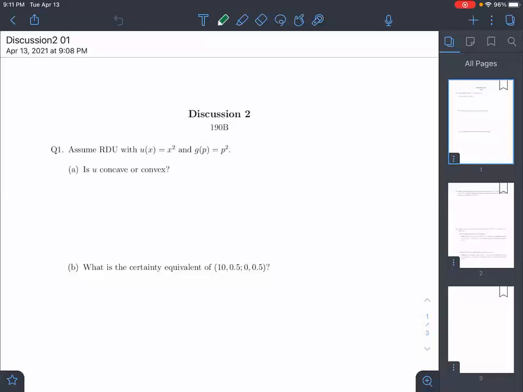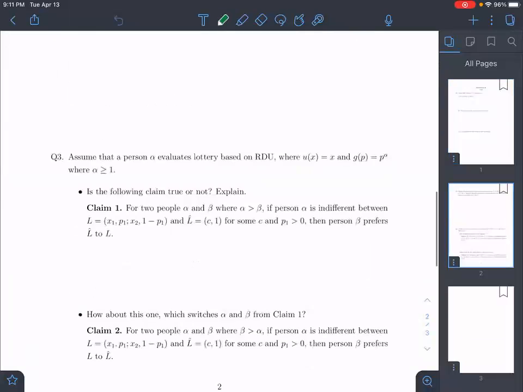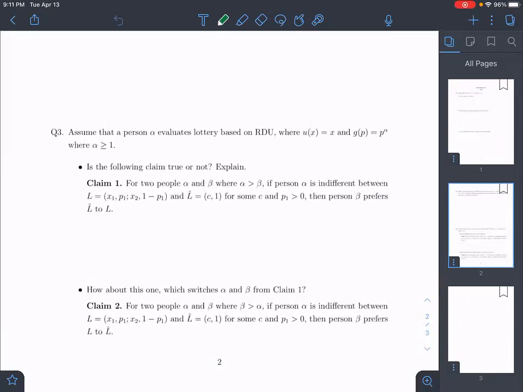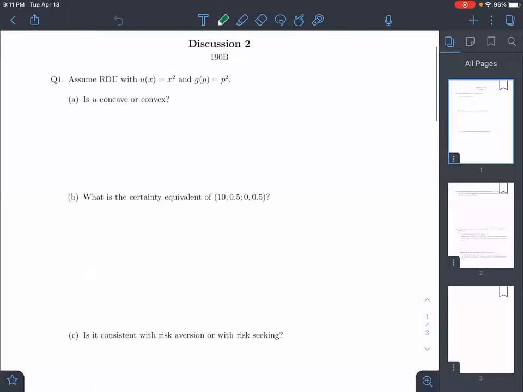Okay, so discussion 2. Today we will review some of the questions in the first problem set. We made some additional questions to help your understanding. And then next week we will discuss the new concept, which is reference dependence. So today we will solve 3 questions.